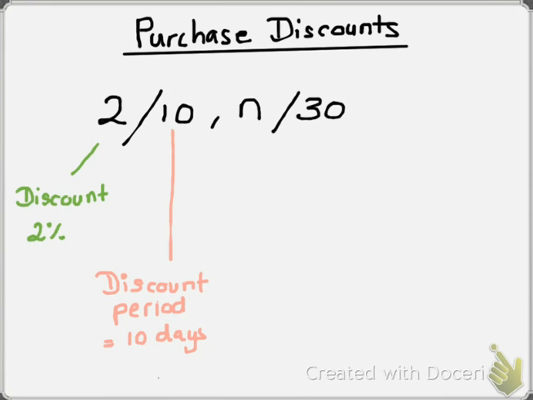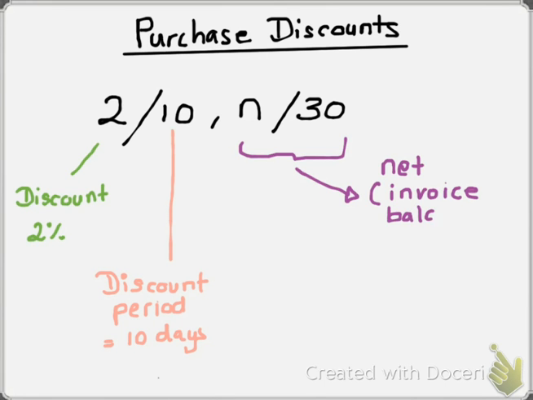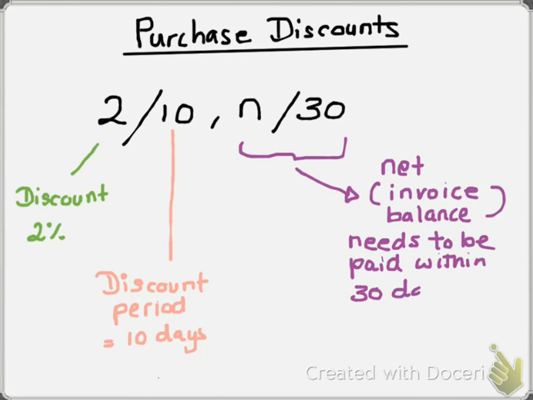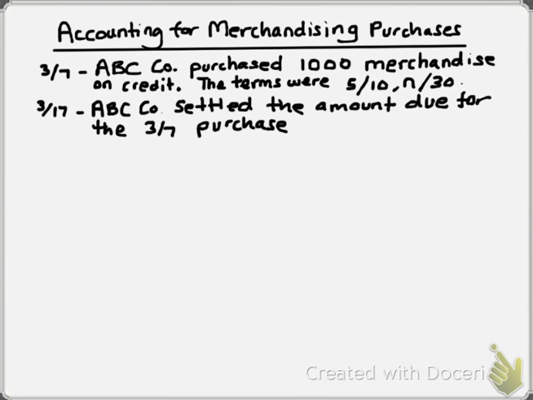The n stands for net amount of the invoice. So the remaining balance is the net amount of the invoice that needs to be paid within 30 days. The last 30 right here is your credit period. So 2/10, n/30 means 2% discount if paid within 10 days of purchase, or the remaining amount of the invoice is due within 30 days. Let's take a look at an example.